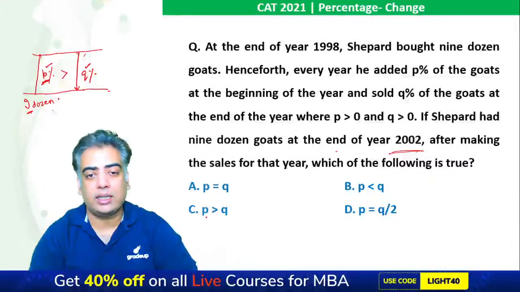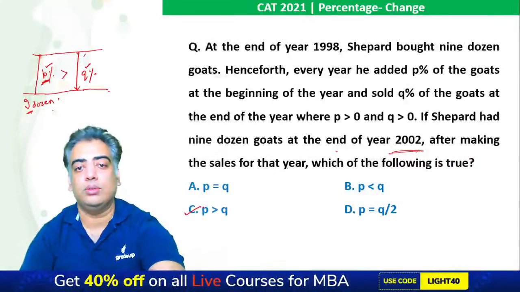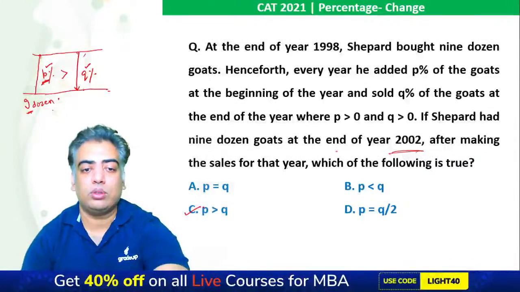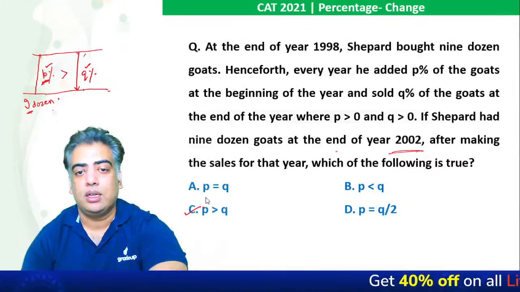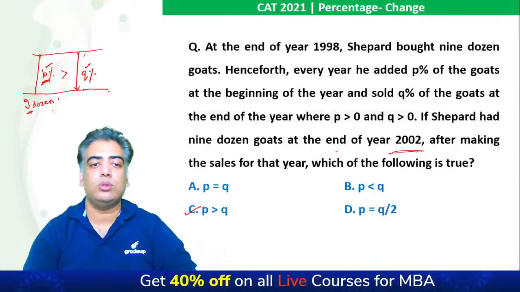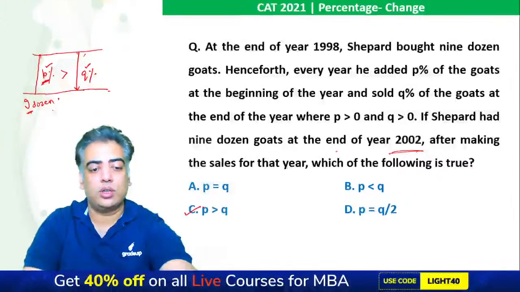So here the right answer option comes out to be C, which is P greater than Q. A very easy question given to me in this particular case multiple times, right? So this concept is related to change of base. Okay, so let's move on.